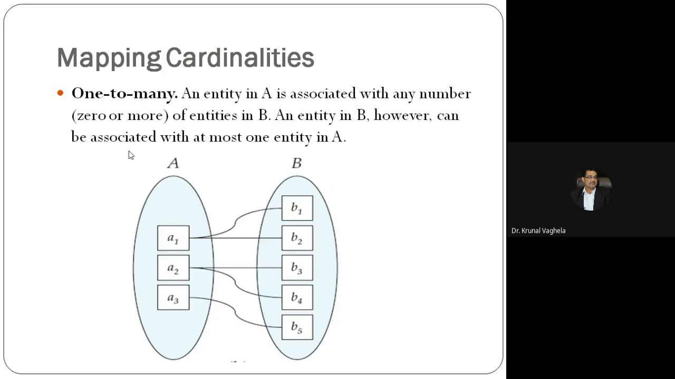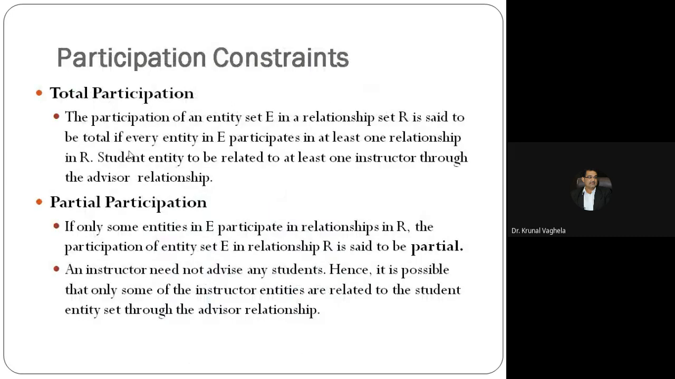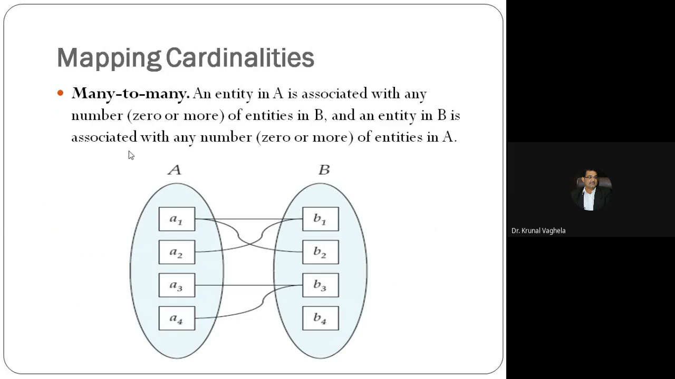Now what about this? Is it total or partial? Total, because it can be associated with more than one, but at least one. So don't be confused between mapping cardinality and participation constraint. Now partial: if only some entities in E participate in relationship R, the participation of entity set E is said to be partial. No confusion, right?